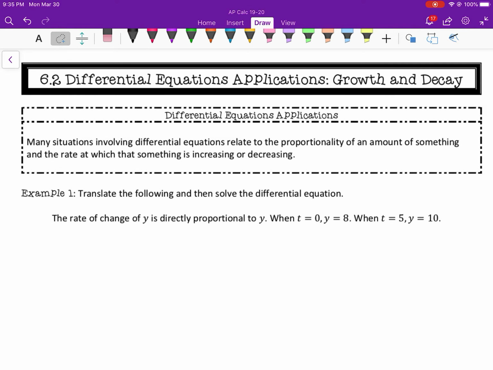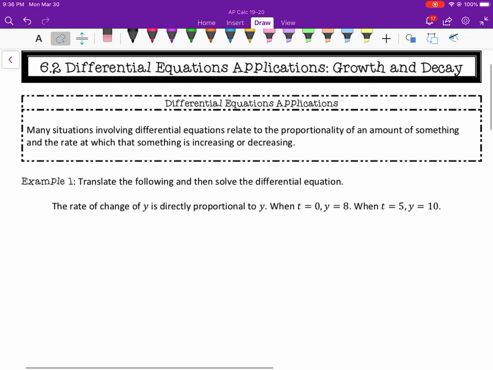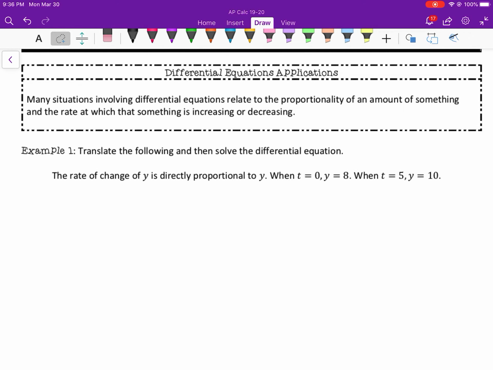A lot of times when we're given differential equations, they're related to things that are in proportion to another. A lot of times they'll say that the rate of change is proportionate to the amount. That makes a little bit of sense, and we'll talk about why in our second example. But in our first example, we are just going to translate exactly what they tell us, and then go ahead and solve.